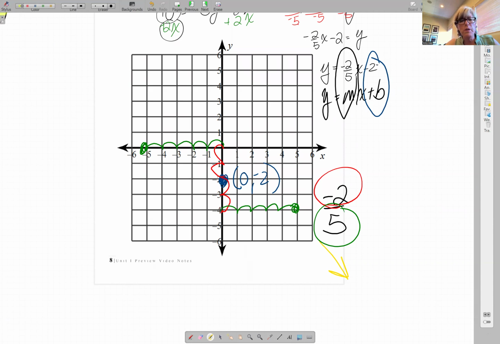Change it to y equals mx plus b. Identify your intercept. Identify your tilt. And this is y equals negative 2/5 x minus 2.